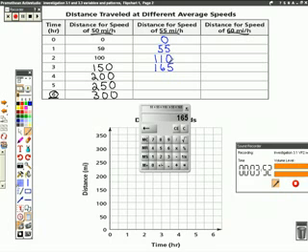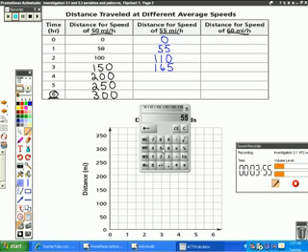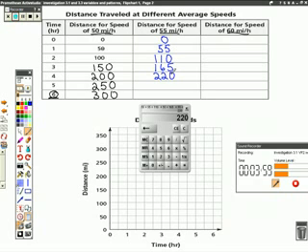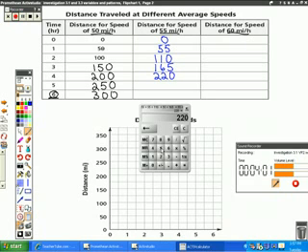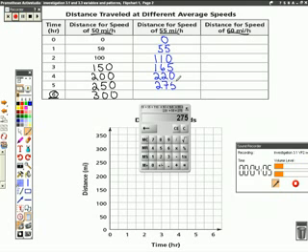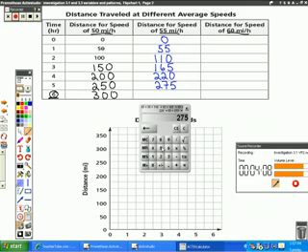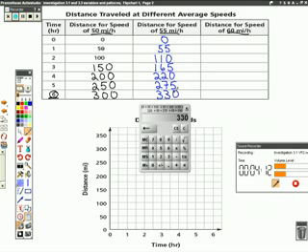165 for 3. 220. 275. 330. All right. So they can go a speed of 55 miles per hour and get where they want to go. Remember, they're trying to get to Atlanta, which is 320 miles away.